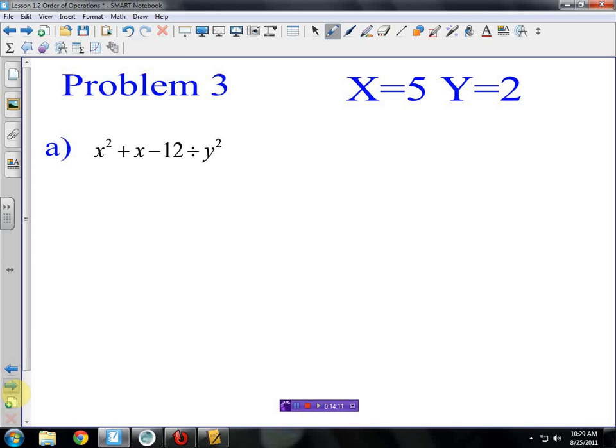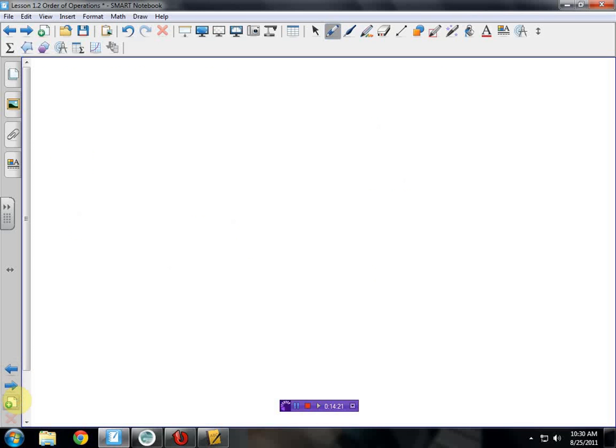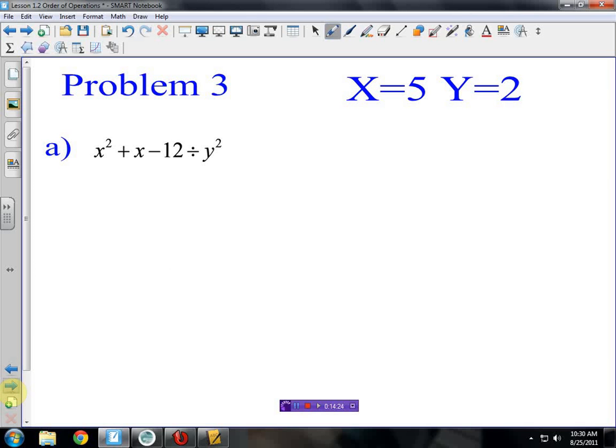If we look at this problem compared to the one we just did, is this one evaluating or simplifying? Evaluating. What's the key difference? Let's go, Hunter. Because you have to take out a variable. Yeah, we're substituting numbers in for variables. So let's do that now. Take out an x and we put in a 5, and then we have squared plus 5 more minus 12 divided by y is 2 squared.